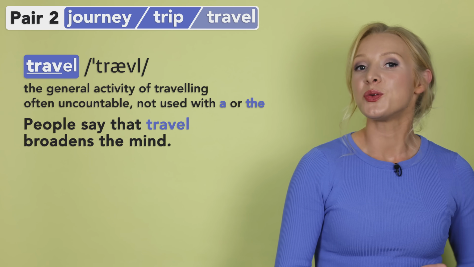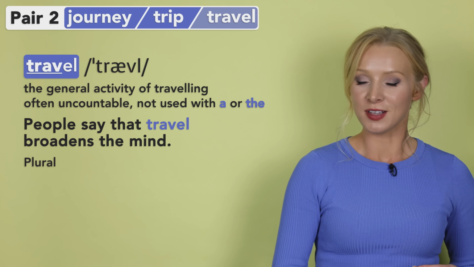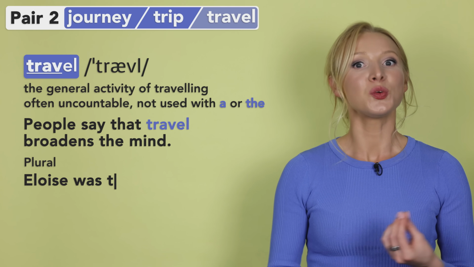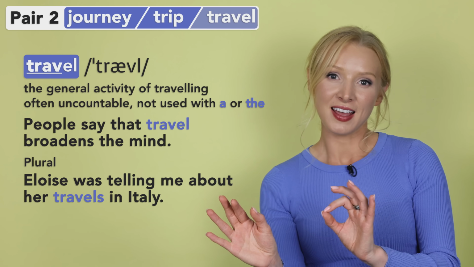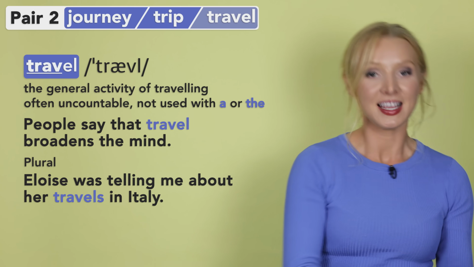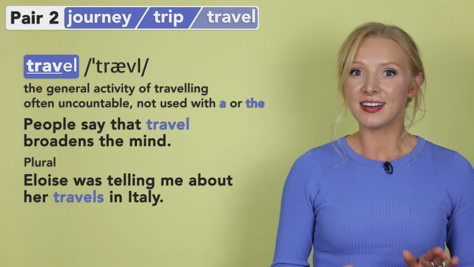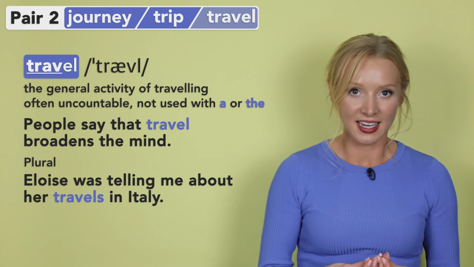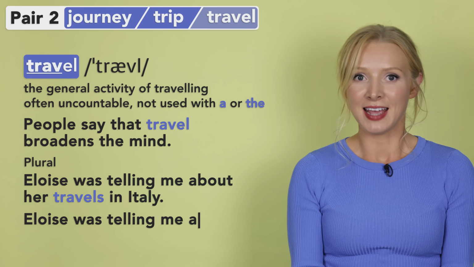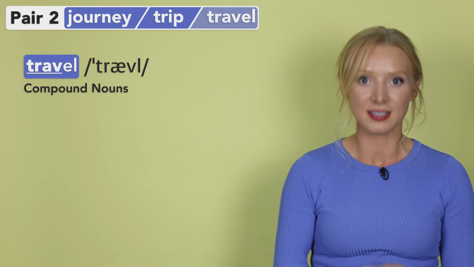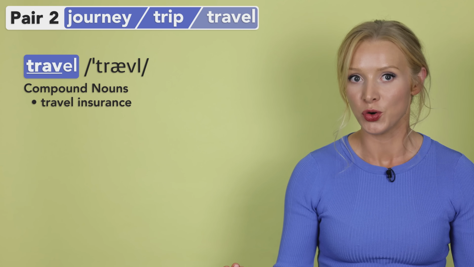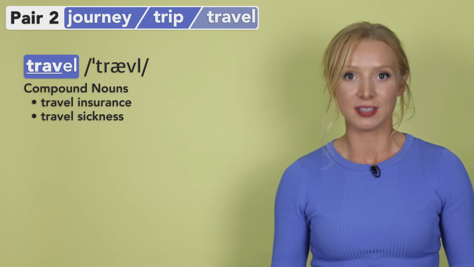It can also be used in the plural. For example, Eloise was telling me about her travels in Italy. This implies a variety of places and experiences. We can't say that sentence in the singular. It would not be correct to say, Eloise was telling me about her travel. Lastly, you will hear travel used in many compound nouns, like travel insurance or travel sickness.